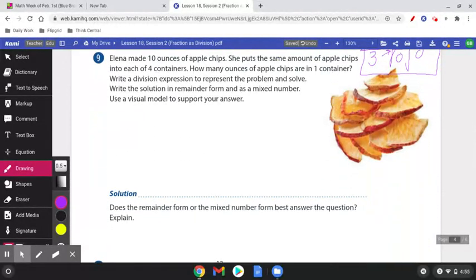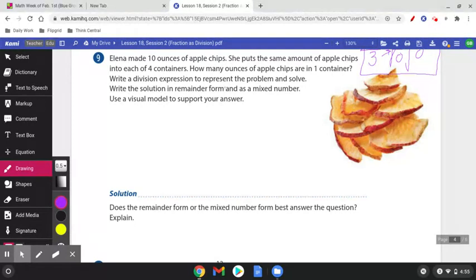All right, next one, Elena, which is my daughter's name, just spelled different. Elena made 10 ounces of apple chips. She put the same amount of apple chips into each of 4 containers. How many ounces of apple chips are in one container? Write a division expression to represent the problem and solve. Write the solution in remainder form and as a mixed number. Use a visual model to support.